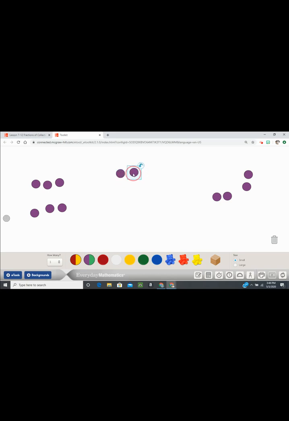2 of them would be 2 of 8, or 2/8. What if I would move 4 over? Now I have 4 over here, 4 of 8, or 4/8. Or as you notice, there's the same on each side, which would be 1/2 as well.